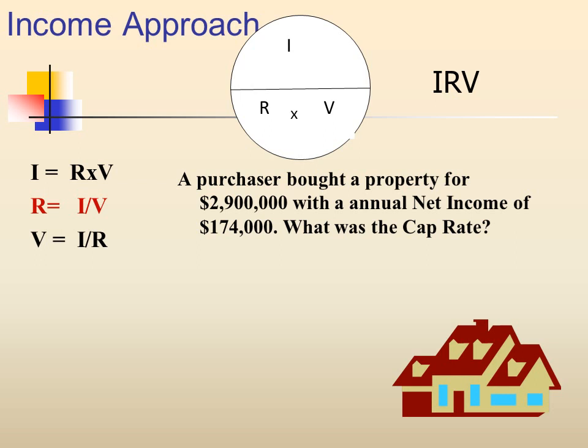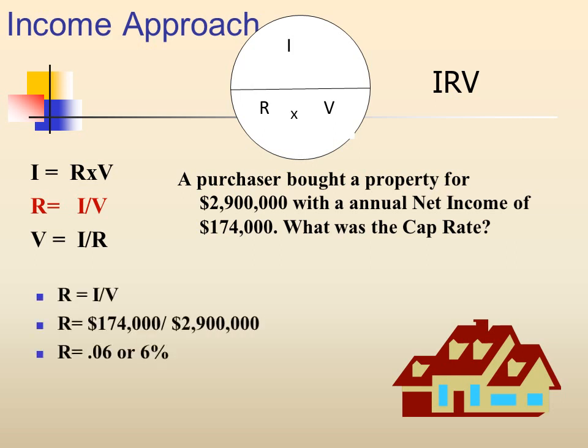Let's solve for a cap rate or rate of return problem. A purchaser bought a property for $2,900,000 that had an annual net income of $174,000. What was the cap rate on this property? R is I divided by V. I divided by V would be $174,000 divided by $2,900,000. We would have a cap rate on this property of 6%.